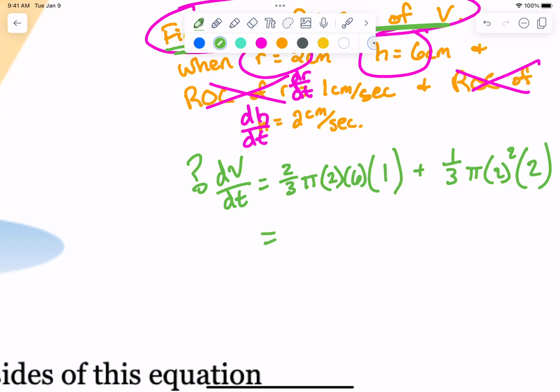Do we want to continue to solve? You feel like we've gone this far? Let's just do it. Okay.